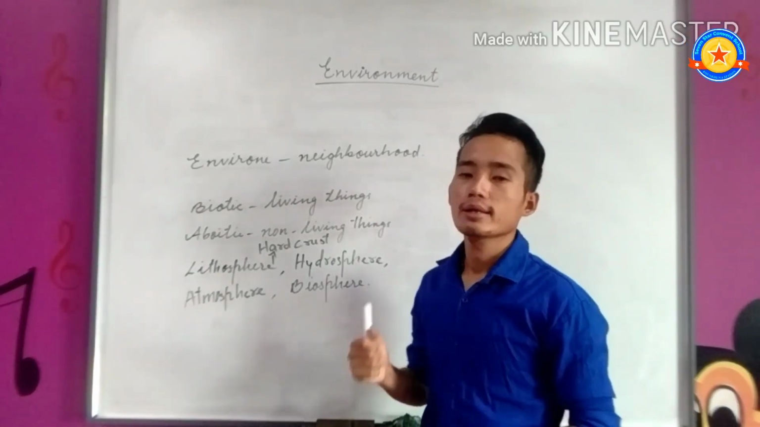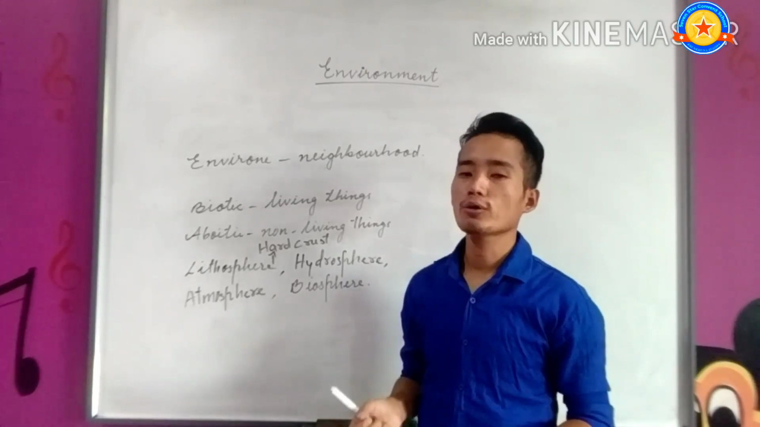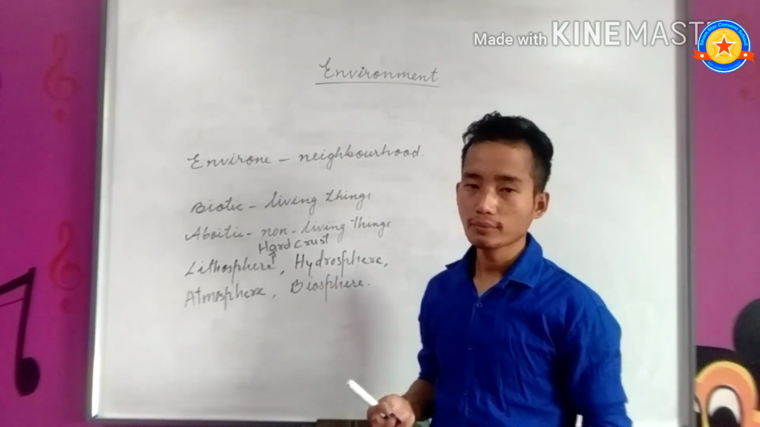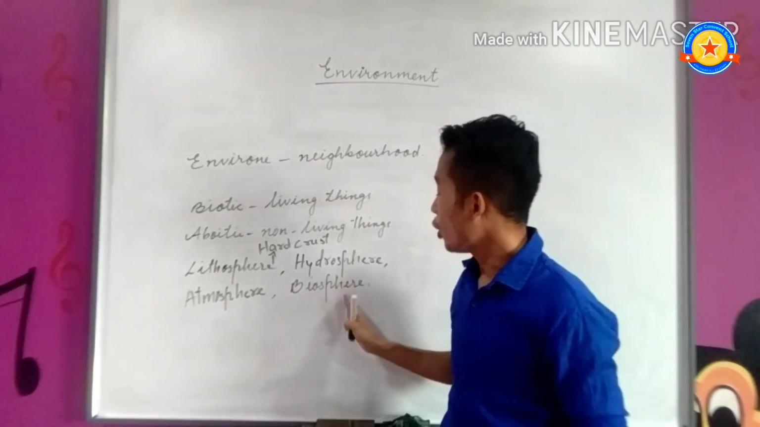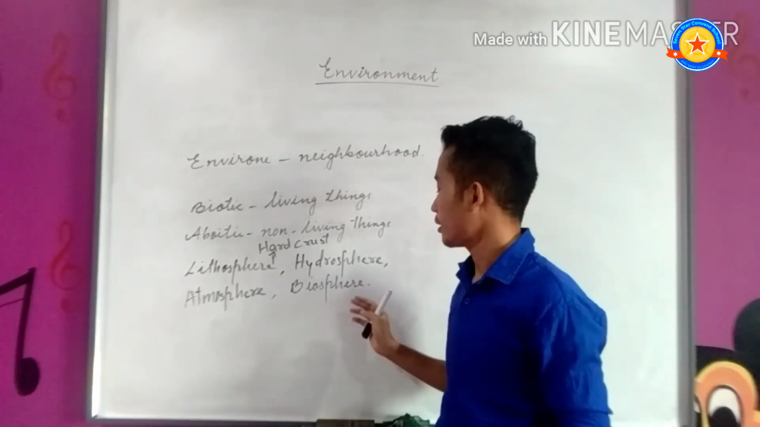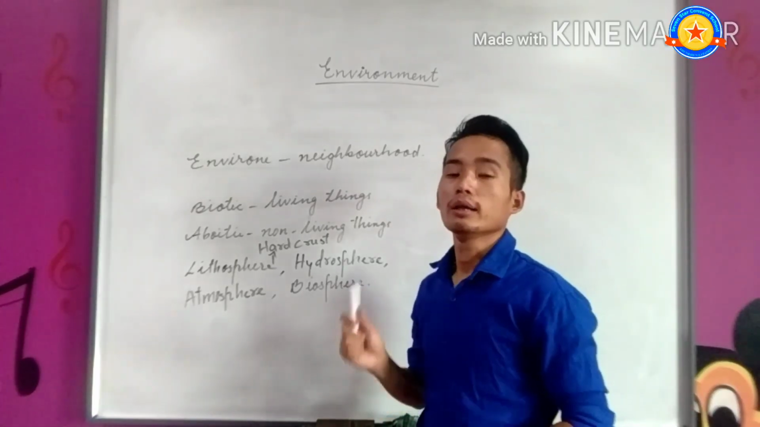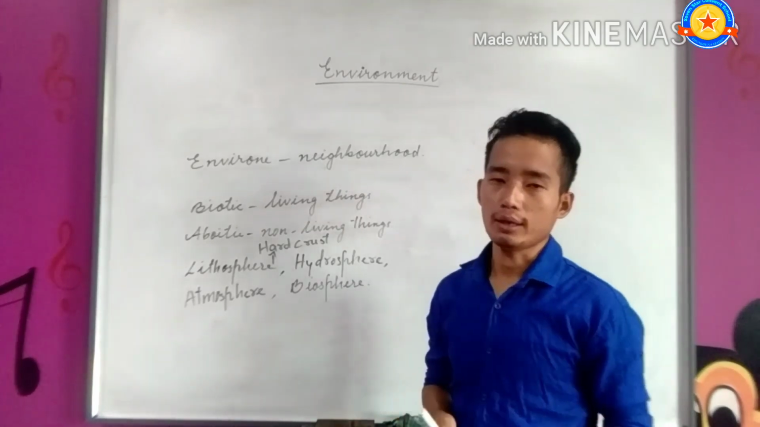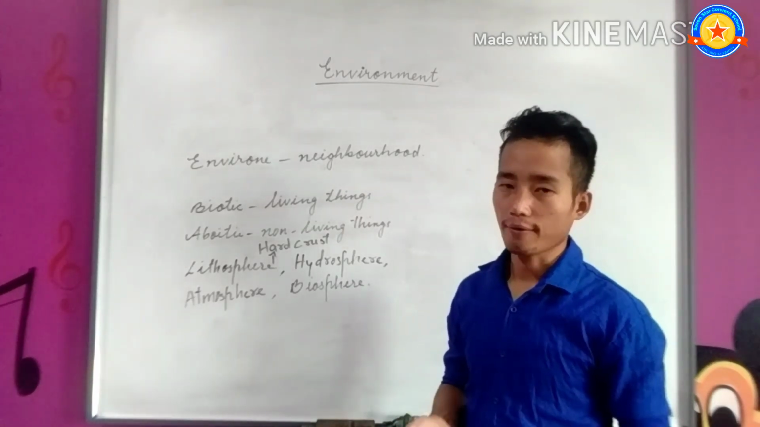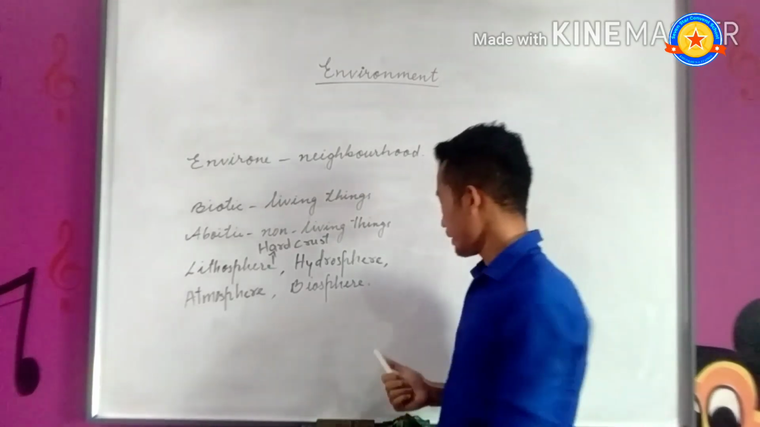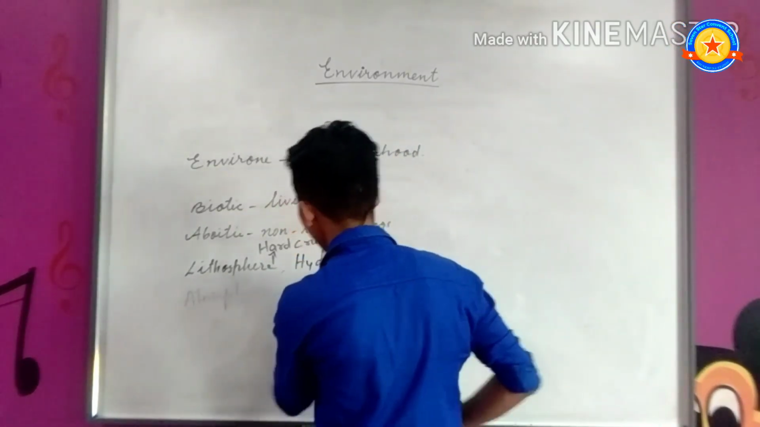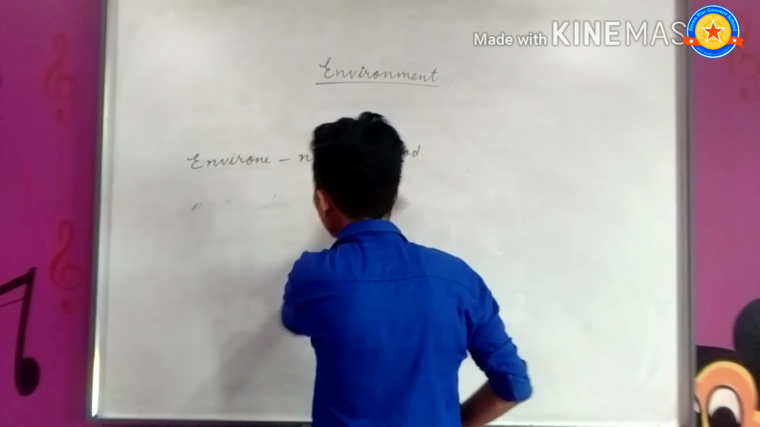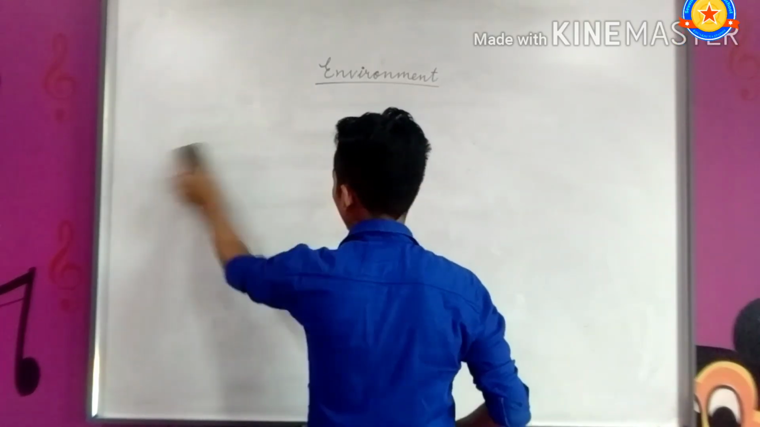Okay, and the next one is biosphere. Biosphere means the living world. It includes the animal kingdom and plant kingdom. And under this biosphere domain, the air, land and water interact with each other in order to support life.